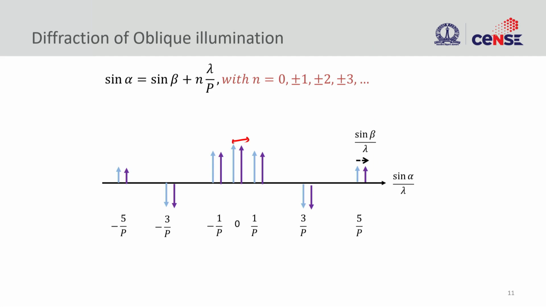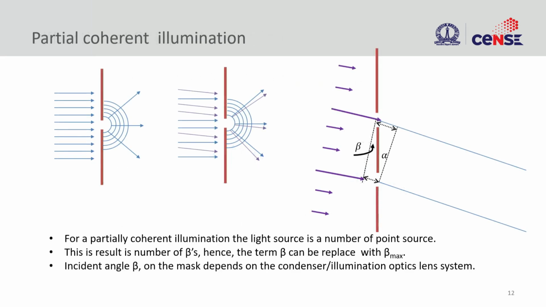So now you have two orders here. It's not anymore 0. There is a crowding around 0, and the distance between these is nothing but sine beta over lambda, while the axis is sine alpha over lambda. Again, the other things are definitely constant, but we are just looking at the extent of this splitting of the different orders because of this oblique incidence. So this is putting together both normal and oblique incidence.